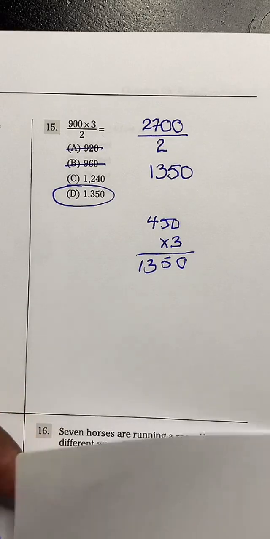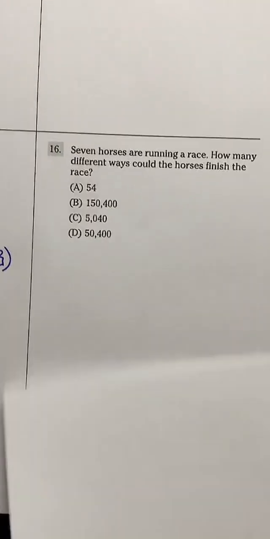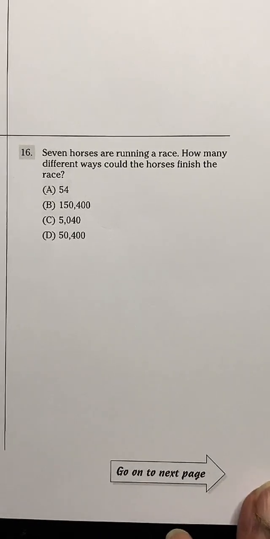So, got that. All right, and the last one for today, or for tonight, wherever you're at. Okay, 7 horses are running a race. How many different ways could the horses finish the race? Is it A, 54, B, 150,400, C, 5,040, or D, 50,400? How many different ways could the 7 horses finish the race?